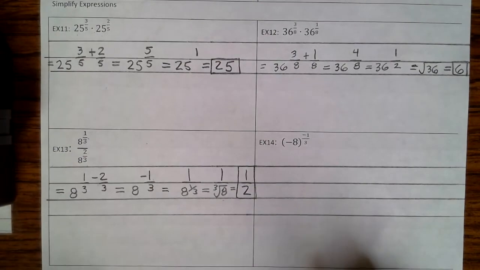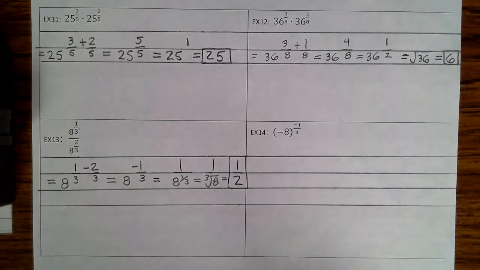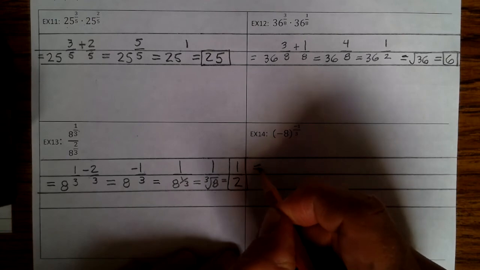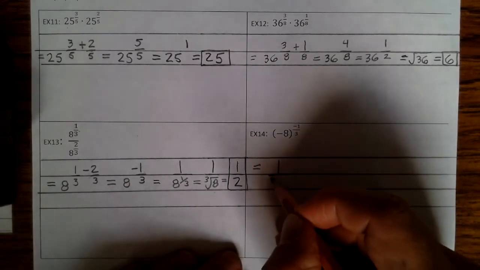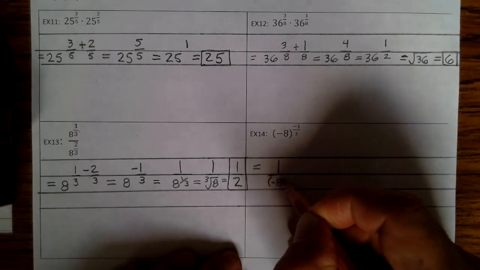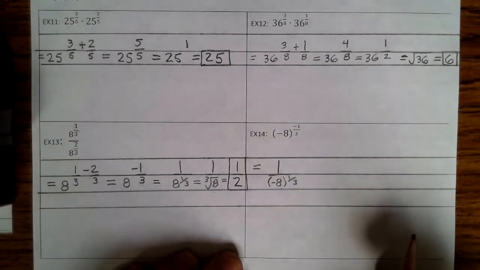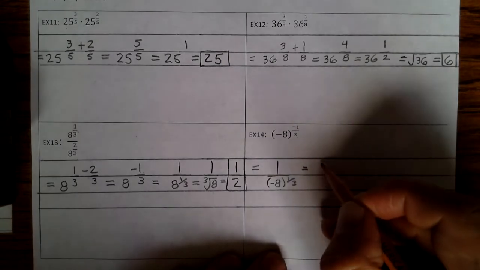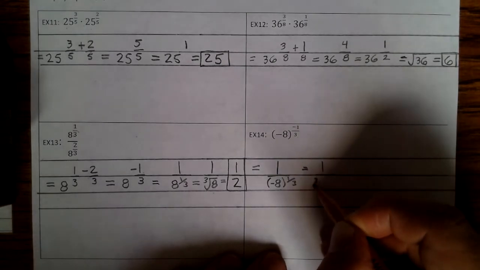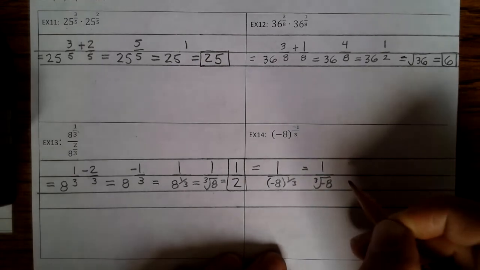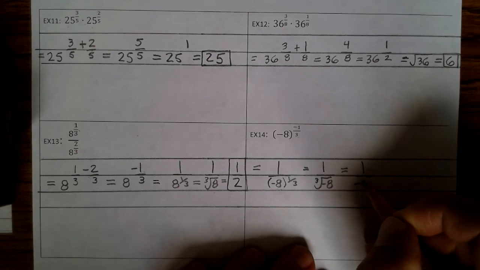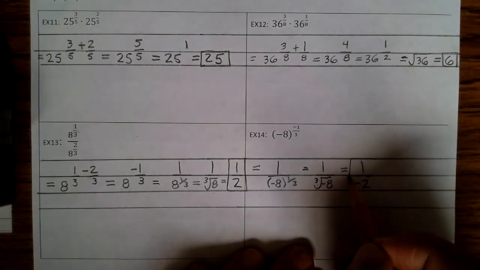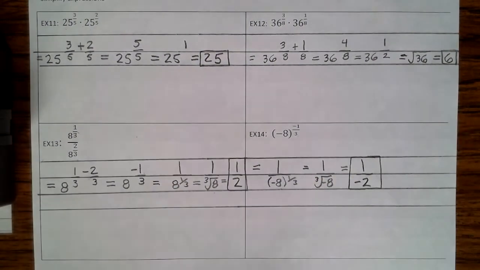Okay, so go ahead and finish up example 13. Now example 14. Whenever you have a negative exponent, it needs to come down to the denominator. So that's 1 divided by negative 8 to the 1/3, which equals 1 divided by the cube root of negative 8, which is equal to 1 divided by negative 2. All right, go ahead and finish up your examples and start working on your assignment, and have a wonderful Wildcat day.